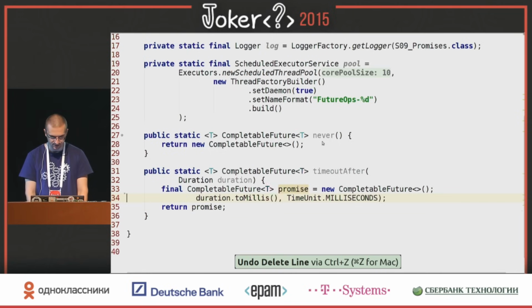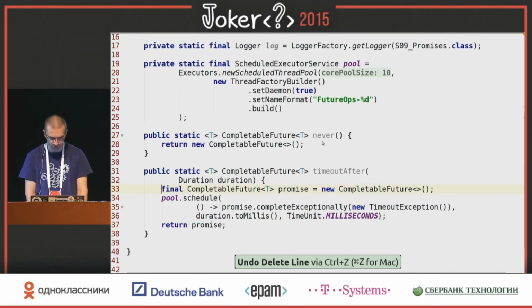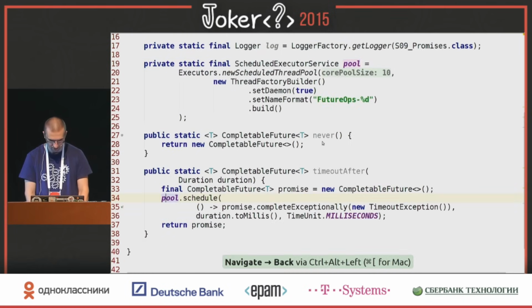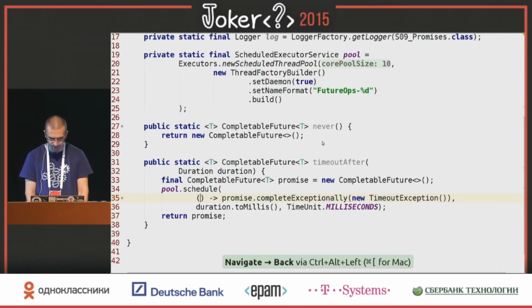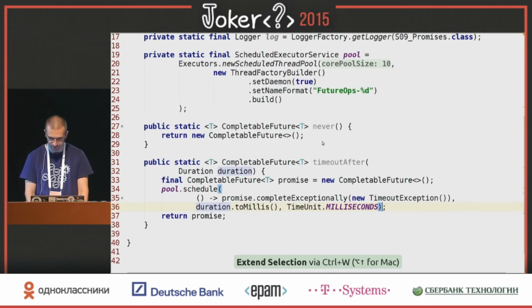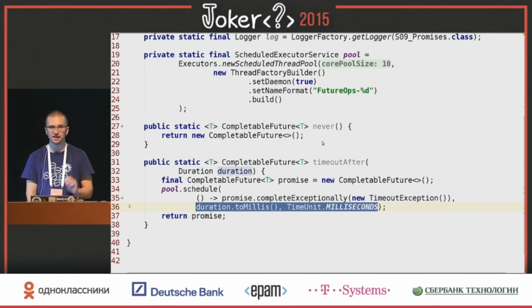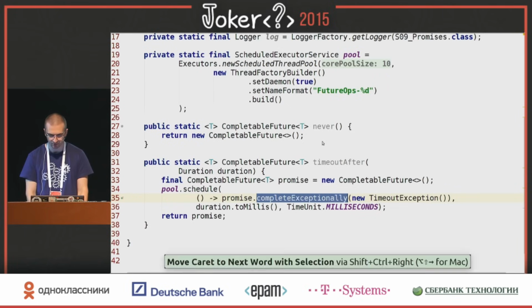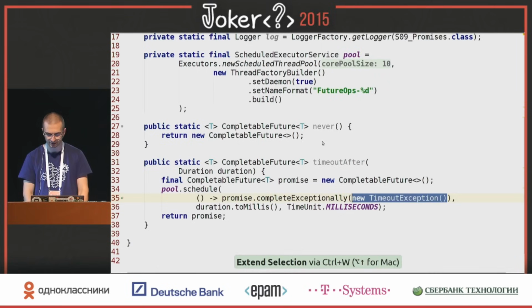But what happens next is that I actually have a thread pool. This is a scheduled thread pool here. And I'm scheduling that after a given period of time, a configurable period of time, let's say 1 second, I want to complete this completable future, explicitly complete the future from some other thread, and I want to complete it exceptionally with an exception.